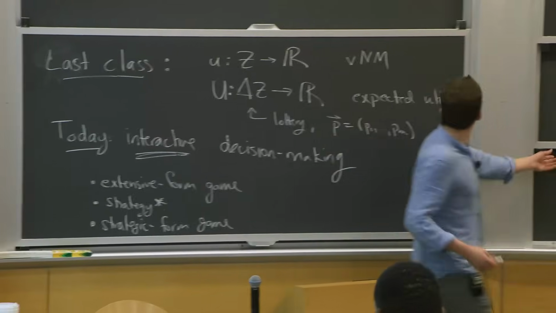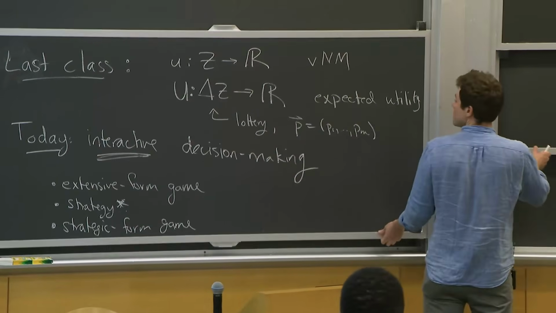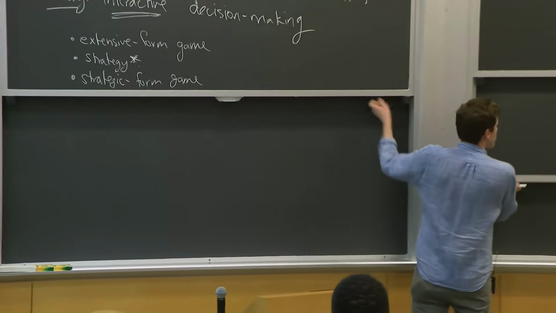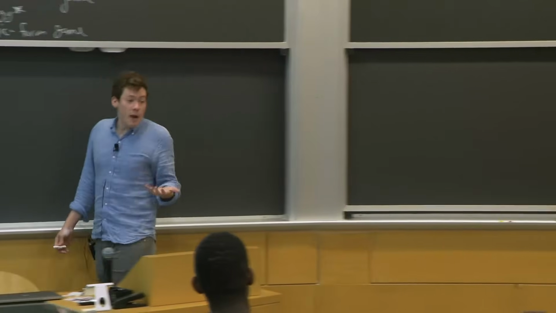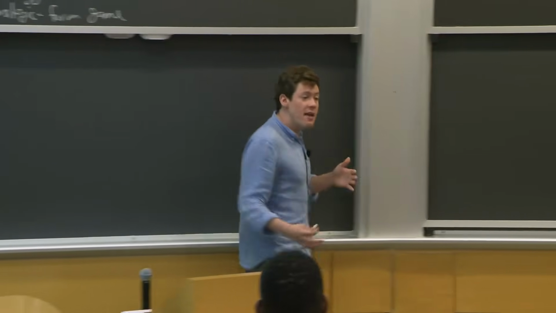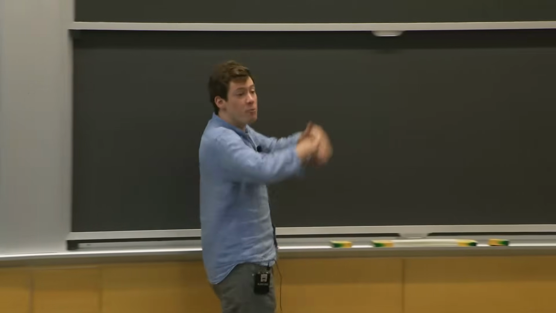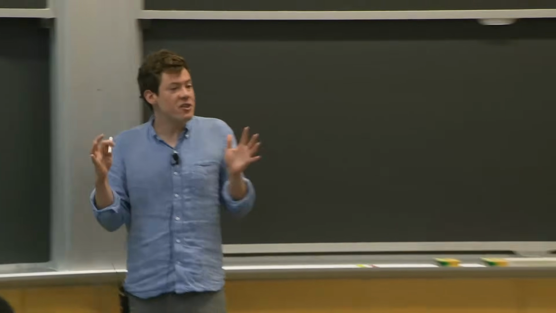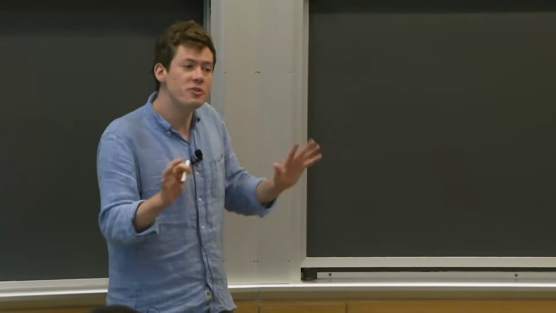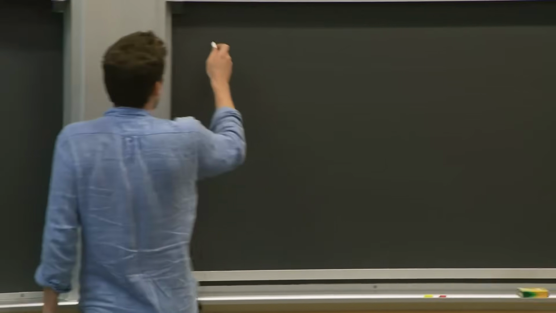OK, so maybe I'll start a new board here, actually. So I want to start with 2 examples of extensive form games. And then motivated by those examples, I'll present the general theory. But I think if I do the general theory first, it's just a lot of notation, and it's not very concrete. So let's start with 2 really simple examples.